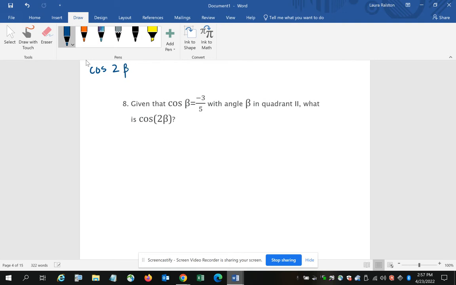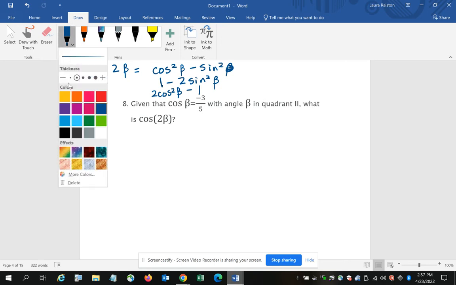Now, the thing with cosine 2 beta that sometimes confuses students is that there are 3 different forms of this particular formula, and so students sometimes struggle with knowing which one to use. Well, you want to try to use the one that is easiest based on the information that you're given.